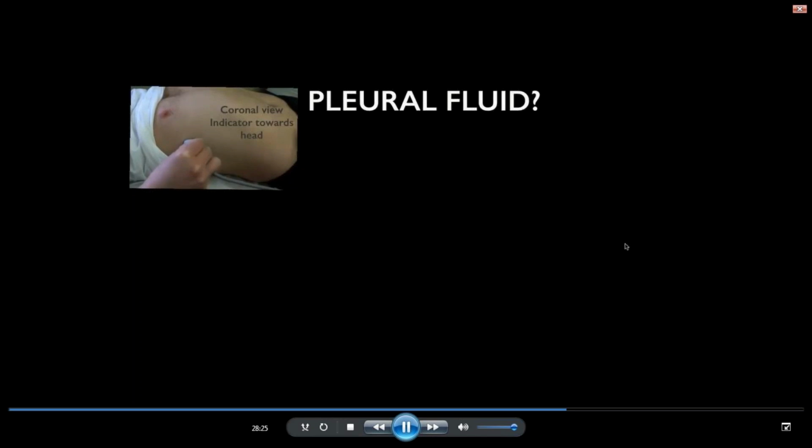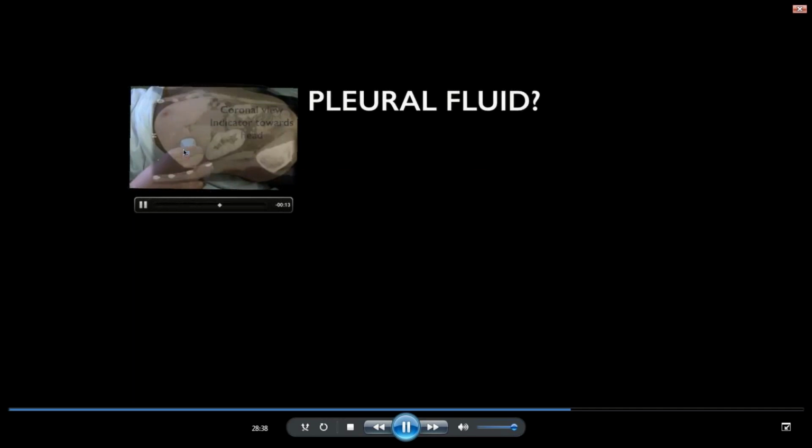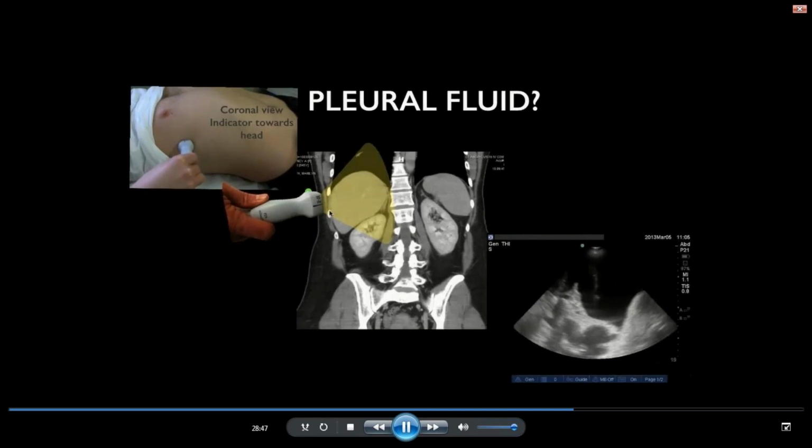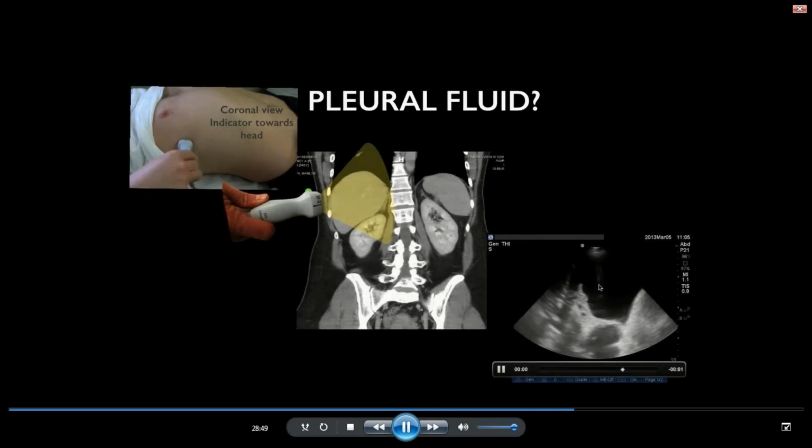So here's a quick refresher of the technique that one would use. To look for pleural effusion, we want to scan in a coronal view, with the indicator towards the patient's head. And here is what our scanning plane looks like. What we are trying to look for here is an anechoic or hypoechoic area which corresponds to pleural effusion. So as you can see in this longitudinal image, once again, here is the head of the patient. This is the foot side.